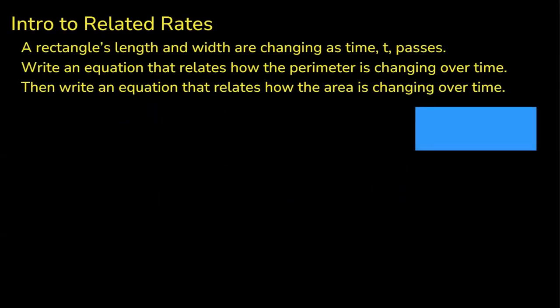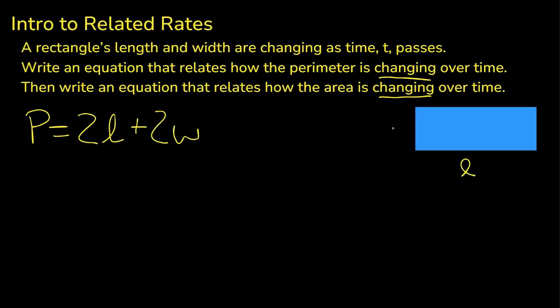Many times you're going to have a situation in which there's a shape or some kind of situation that can be drawn out. In this case, a rectangle's length and width are changing as time t passes. That is telling you that the length and width are functions of time. We want to write an equation that relates how the perimeter is changing over time, and then we're going to do the same thing with how the area is changing over time. Well, we know that perimeter is equal to 2L plus 2W, if this is the length and the width.